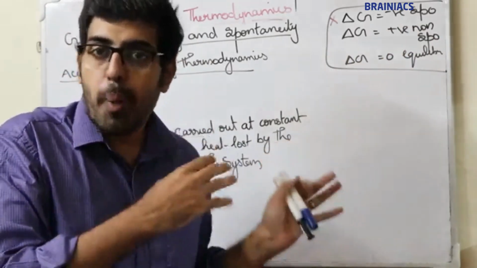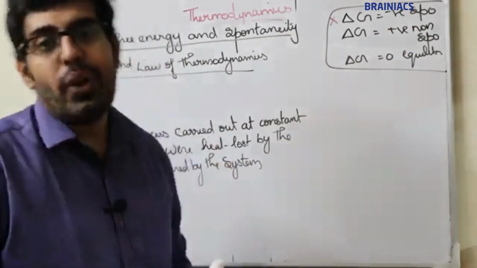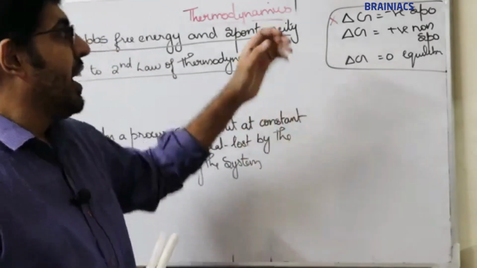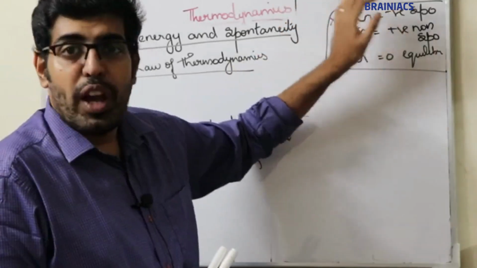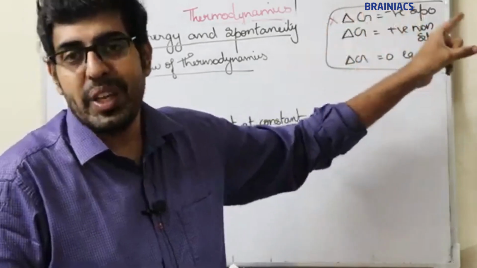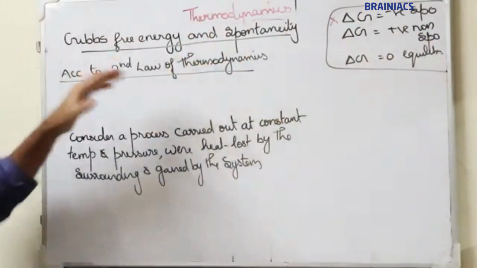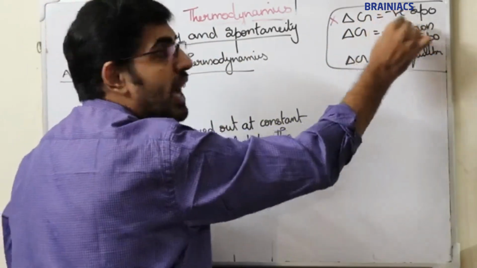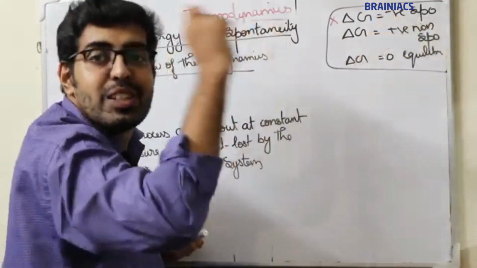So now the next topic is, we are going to derive the delta G value, or we are going to prove that a negative delta G value indicates a spontaneous process. So in this topic, we are going to prove that when the delta G value of a reaction becomes negative, then that reaction is spontaneous.